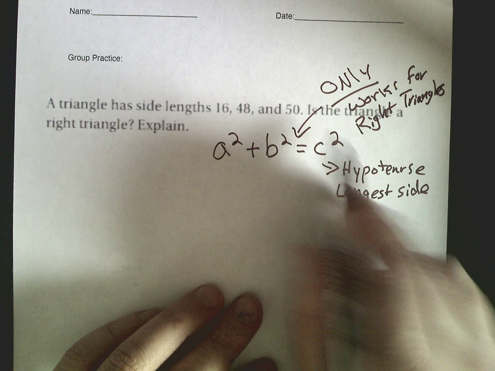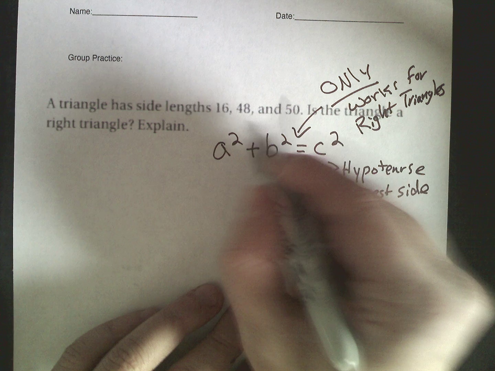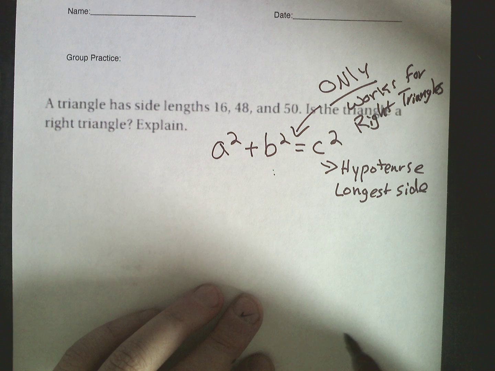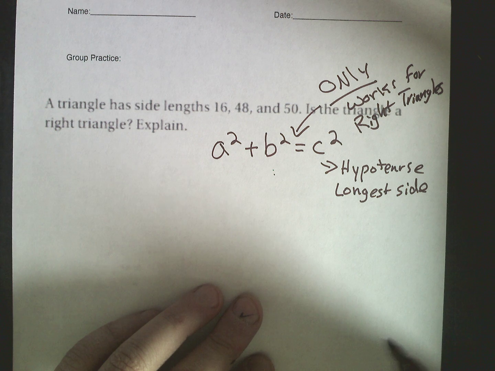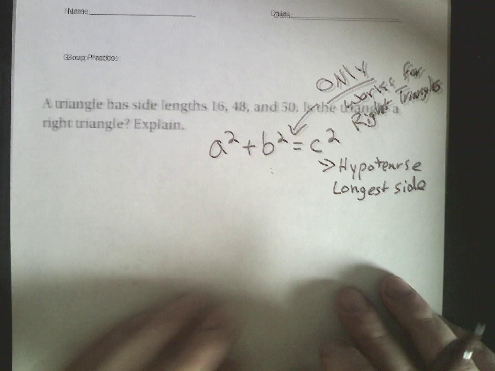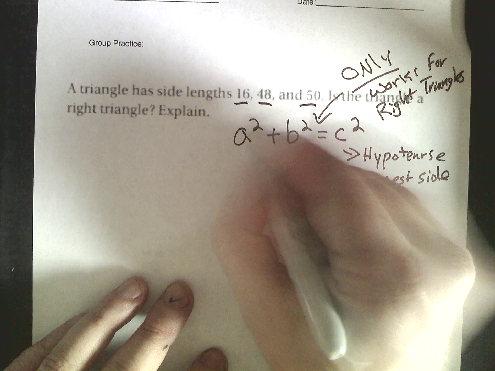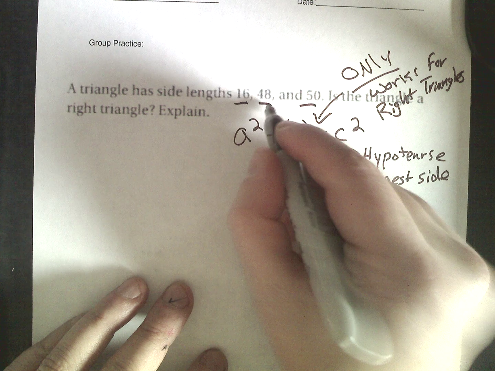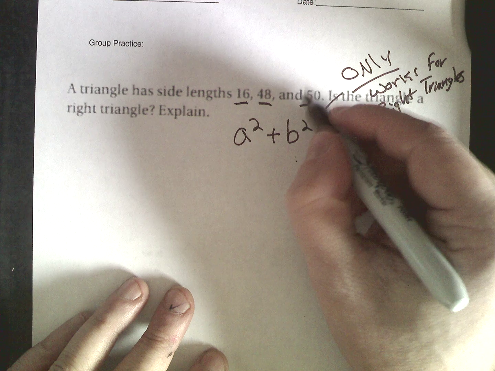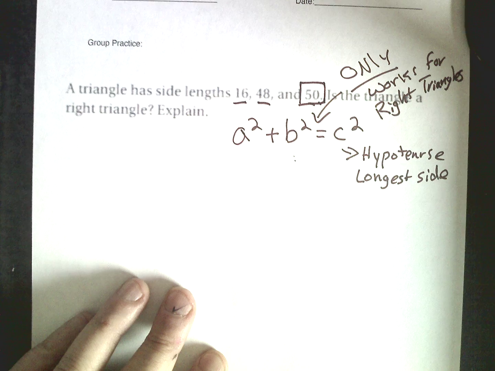Now, even though I wrote over the question, it says, is the triangle a right triangle? Well, if these numbers work in here, it's a right triangle. If they don't work, it's not a right triangle. Maybe close to a right triangle, but it's not a right triangle. Now, I look at these three sides, 16, 48, and 50. Well, which has got to be the hypotenuse? Well, it's got to be the biggest one. If this was a right triangle, if it is, I don't know what it is, that's the hypotenuse.